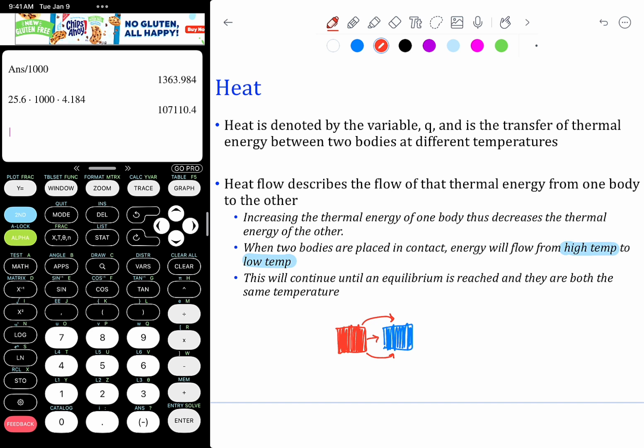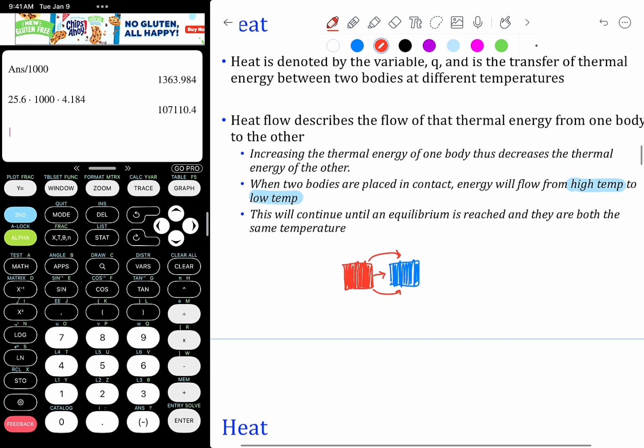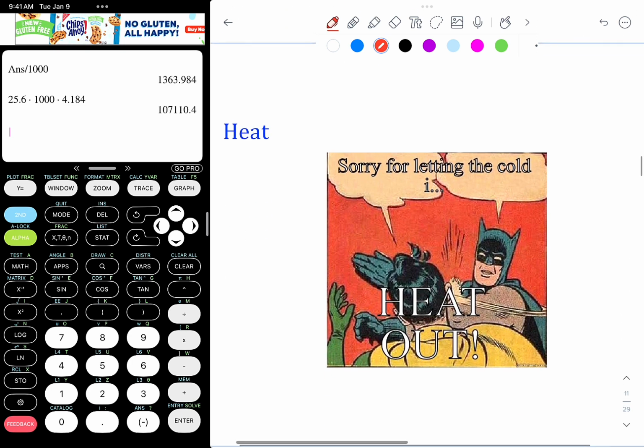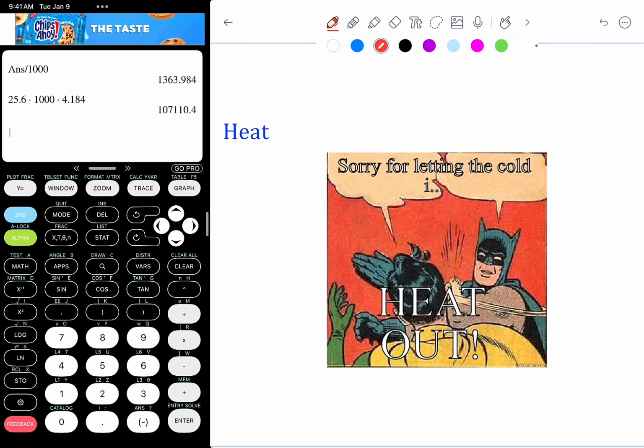We will always see higher temperatures flowing to lower temperatures. So a meme that I really like to show my students is this one. Someone is saying, I'm sorry for letting the cold in, but really you can't let the cold in because you're letting the heat out. So if someone ever says, sorry for letting the cold in, you could say, you're not letting the cold in, you're just letting the heat out. I learned that in my chemistry class because that's how thermochemistry works. So just remember that.